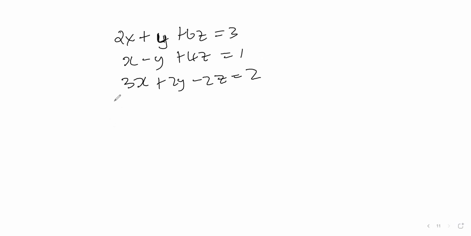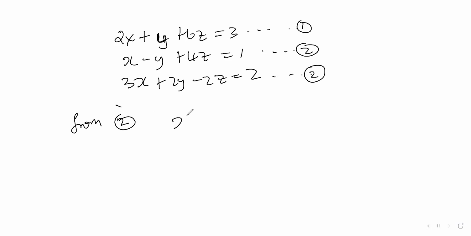Solving by substitution method, what you will do is to solve for x in any one of these. From equation 1 or 2, because I'm looking at 2 and x's coefficient is 1, it's easy to solve for x in 2. You can decide to solve it in 3 or 1, doesn't matter. From 2, x is equal to 1 plus y minus 4z.